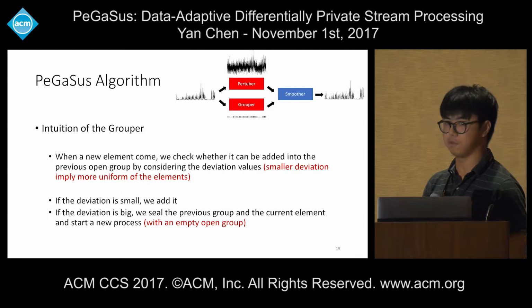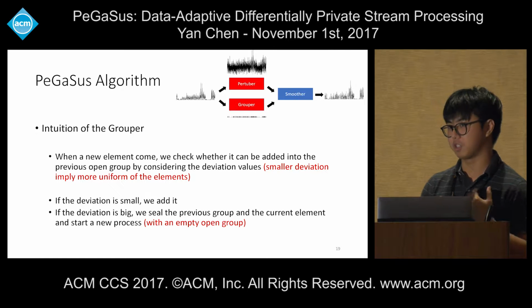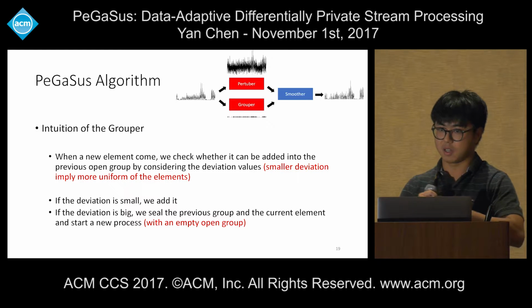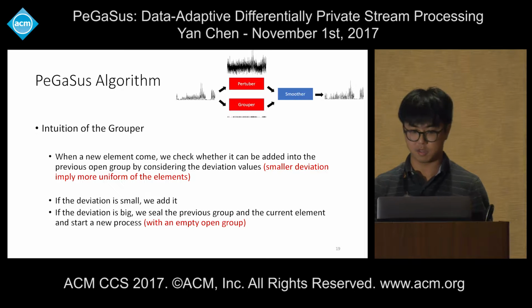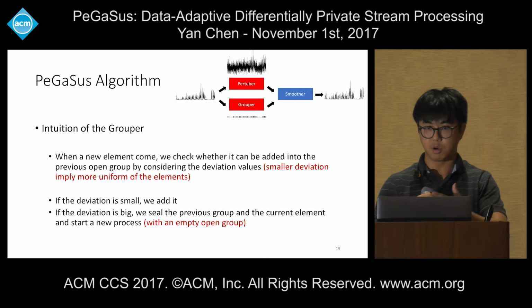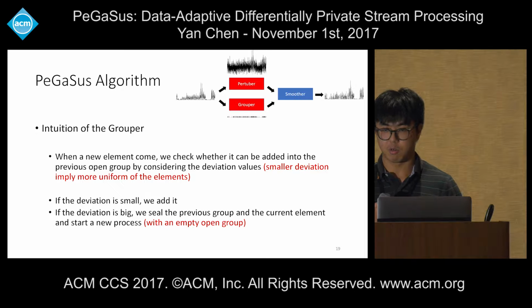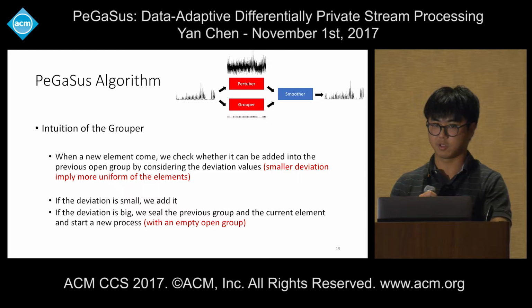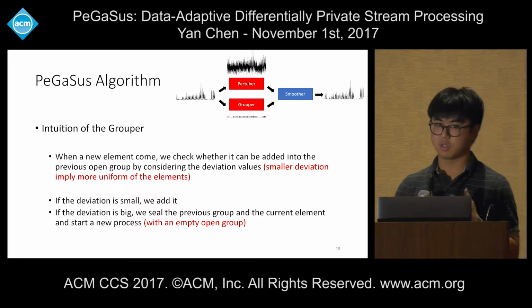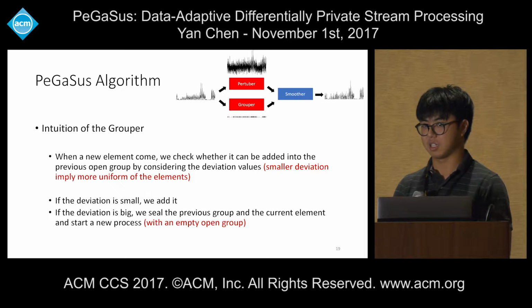Now here is the intuition for the grouper. When a new element comes at the current time, we first check whether we can add the current element into the previous group by considering the deviation value when we combine them together. Usually a smaller deviation value of a group implies the elements of the group are more uniform. So if the deviation value is small, we directly add the current element into the previous group and are done. If the deviation is big, we first seal the previous group and the current element, and we start a new process at the next timestamp.